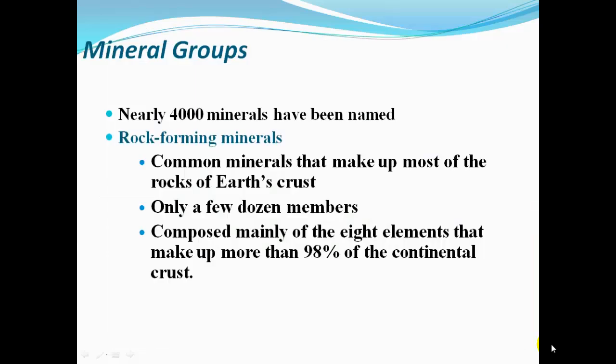Okay, when it comes to mineral groups, there are nearly 4,000 minerals that have been named. We're going to focus on the rock-forming minerals. These are common minerals that make up most of the rocks of the Earth's crust. There are only a few dozen members. They're composed mainly of 8 elements that make up more than 98% of the continental crust.